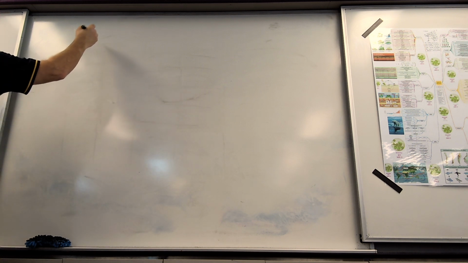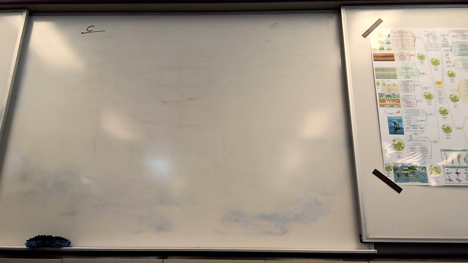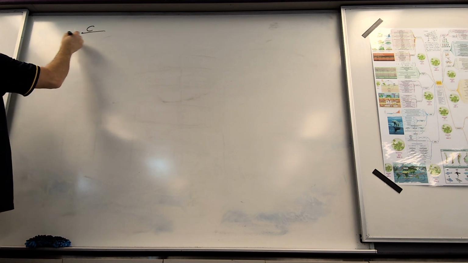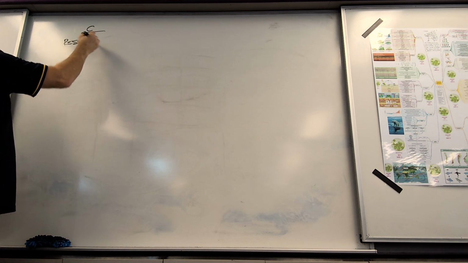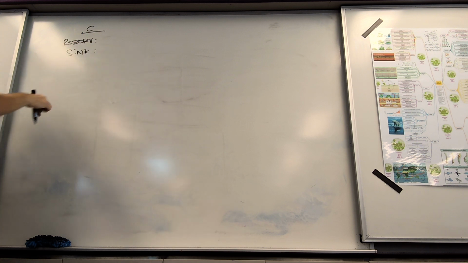Continuous movement through those things over millions of years. All right, let's do the carbon cycle first. First of all, let's discuss the difference between a reservoir and a sink. A sink holds for long-term use and a reservoir for short-term use.